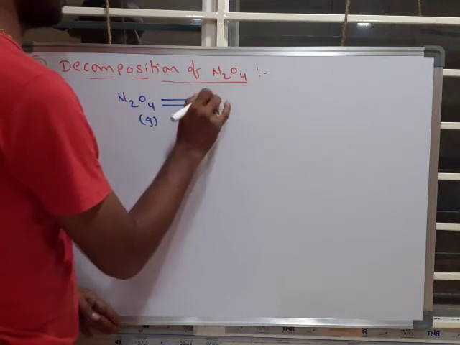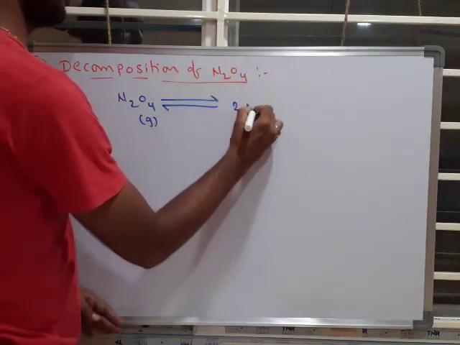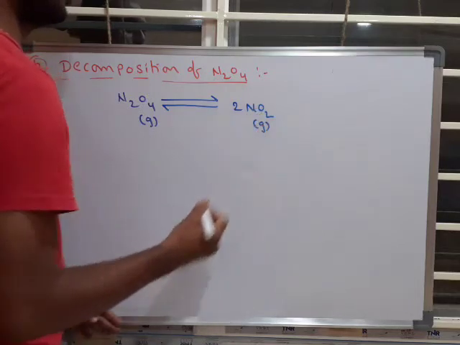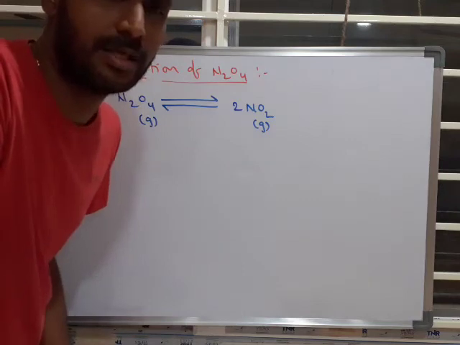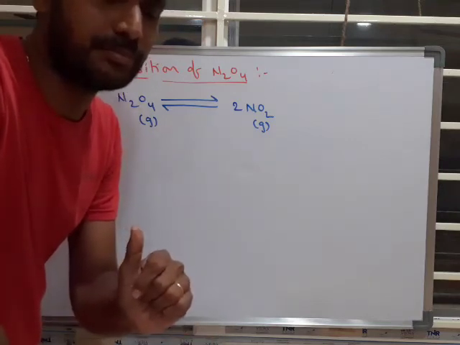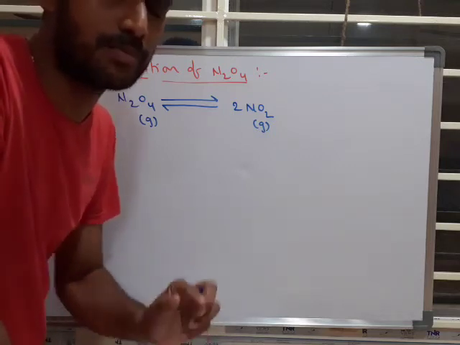So here, the main point in N2O4 is that it is in the gaseous state, and it is also decomposed forming nitrogen dioxide, which is also gaseous. So both are in gaseous state. How do you identify it? With the help of color change we are able to observe the equilibrium.